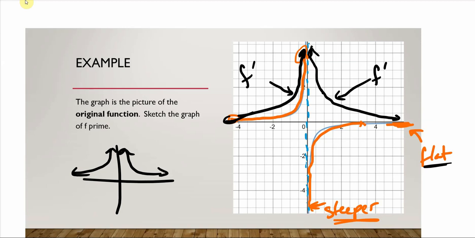Now you're saying, but sir, what about on this side? Can it be on top of it? Yeah, sometimes it's possible. Remember that some functions, like e to the x, the derivative of e to the x is e to the x.